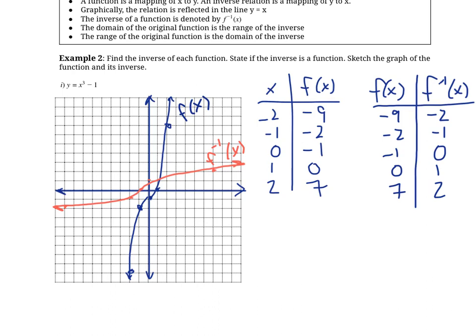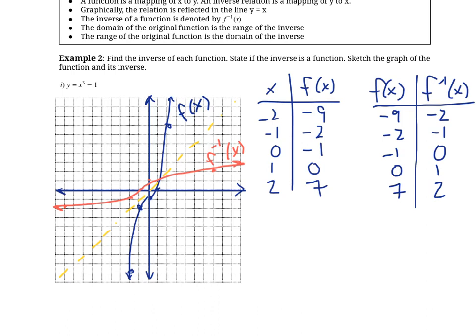You see I labeled it f^-1(x) as the inverse in red and f of x as our function in blue. If we just very quickly draw in that line, y equals x, we can see that it looks like it's reflected in that line. So we probably didn't make any mistakes when we did this.